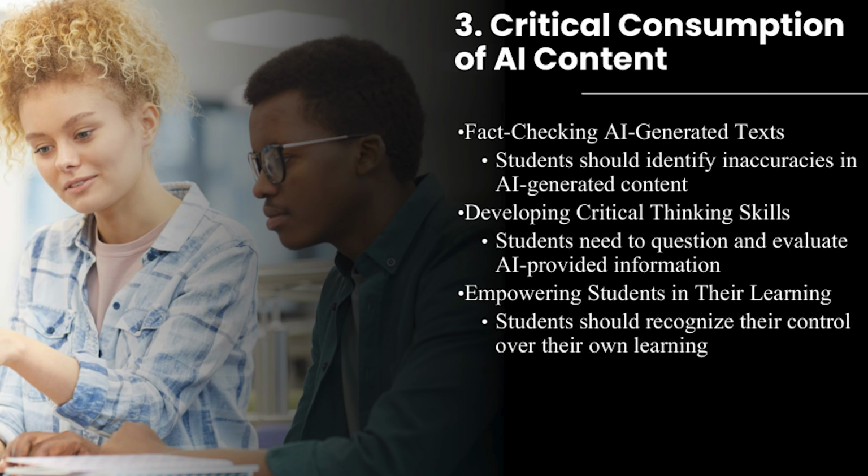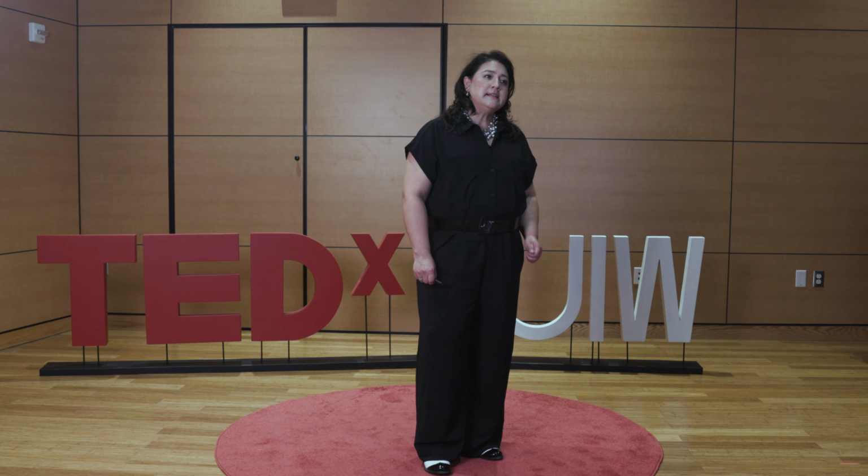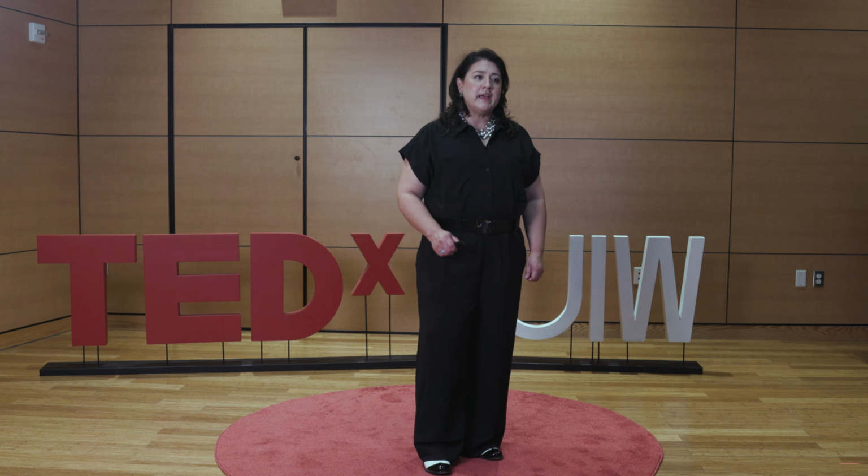Number 3, encourage critical consumption of AI content. What does that mean? Have students fact-check AI-generated text and identify the inaccuracies. Students need to recognize that they have control over their own learning and need to develop the critical thinking skills necessary to question and evaluate the information AI provides.